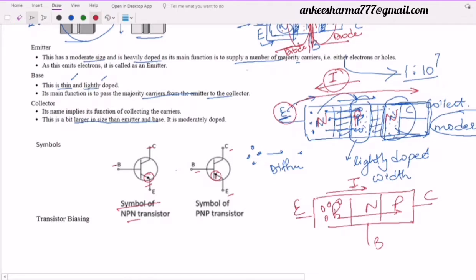So over here this direction shows me that this is my PNP transistor, whereas this direction shows me that it is my NPN transistor. And the rest of the things will be the same. It is a 3-terminal device. In both cases we will see it. Is it clear?